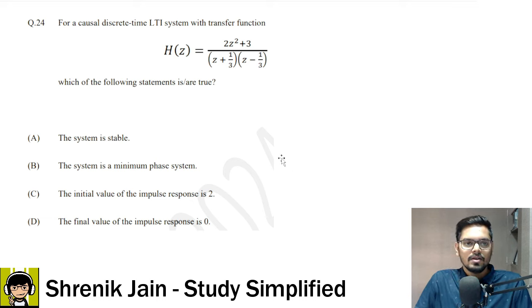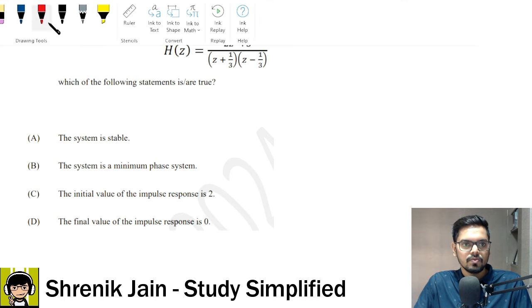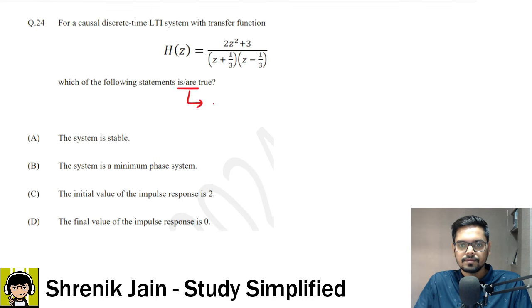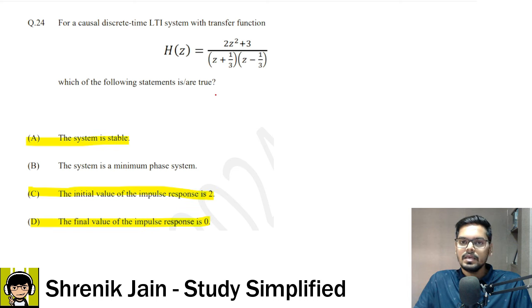Okay. So question number 24, signal system question again: for a causal discrete time LTI system with this transfer function, which of the following statements is or are true? So now, is or are true means this is an MSQ question. In an MSQ question, only one option can be correct, or more than one option can be correct. Okay, the correct answer is A, C and D. Why are A, C, D correct and B wrong?